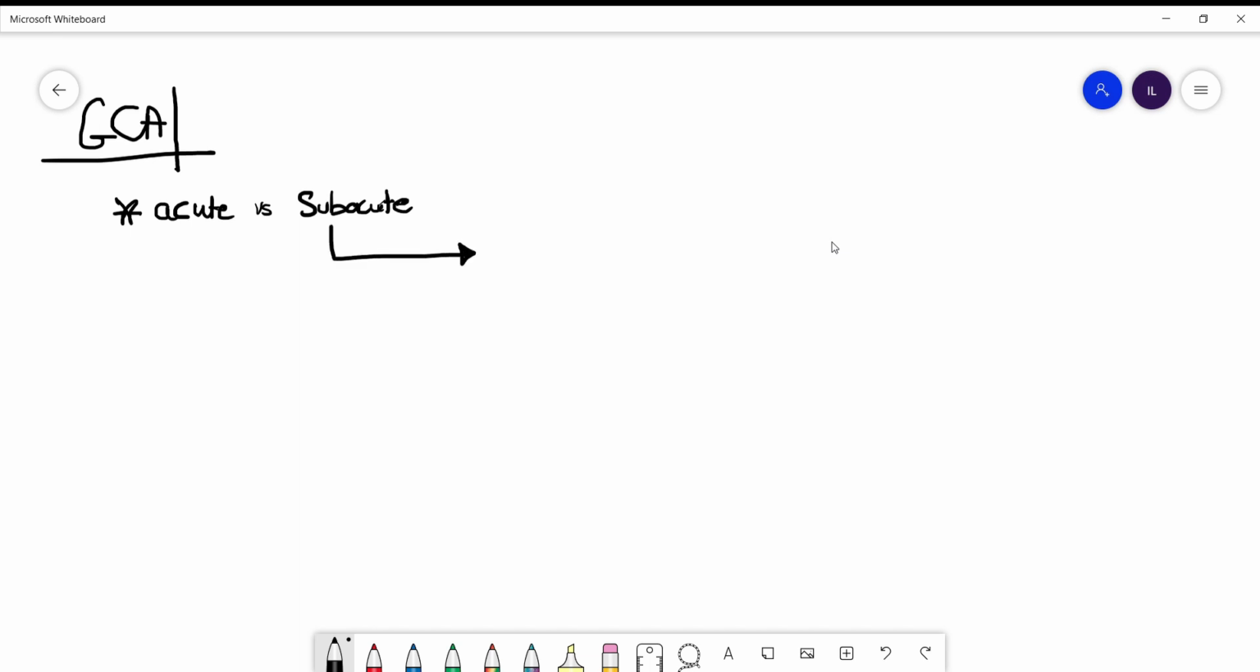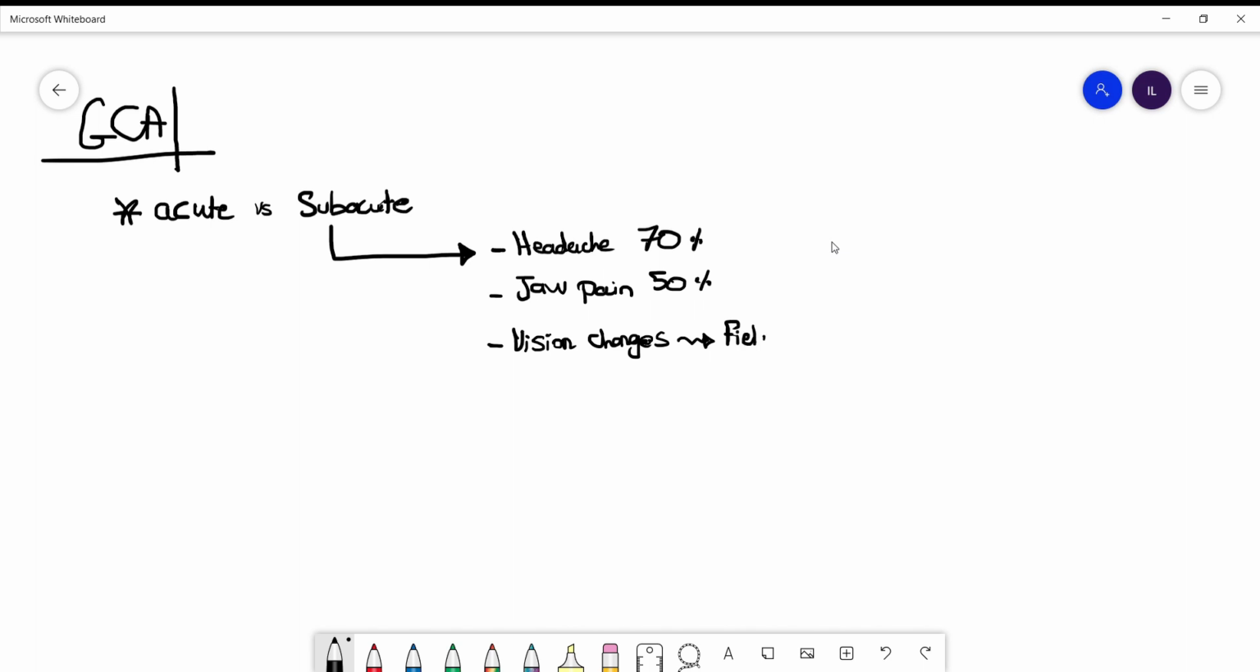Now, the symptoms we're talking about are headache 70% of the time, which is the most common symptom, followed by jaw pain, which is around 50% of the time. Then we have the most feared complication, which is vision loss. And you need to differentiate what we mean by vision loss here. The patient won't complain of blurry vision. They will have visual field loss. And when you examine them with fundoscopy, you don't necessarily find any abnormalities there.